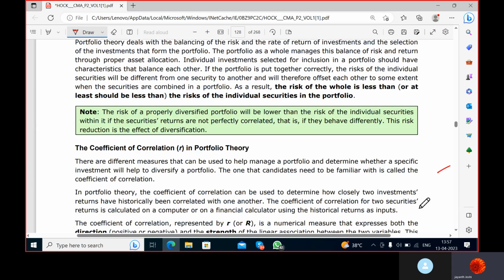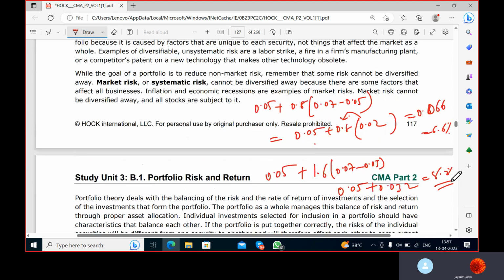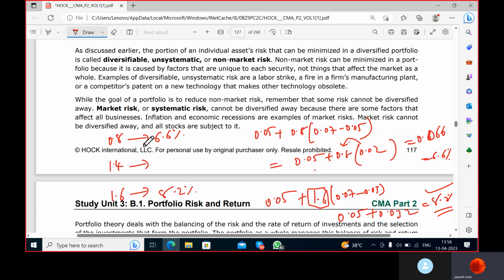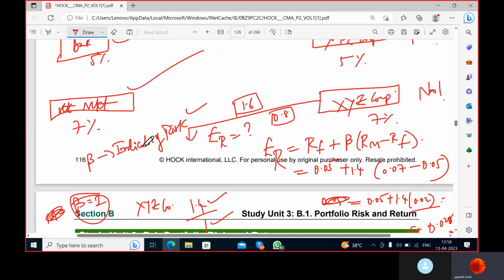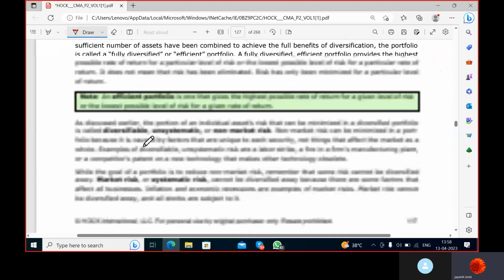After that, whatever I got, I multiplied with 100. So here I got 8.2%. When my beta is 1.6, my expected return is 8.2%. With 0.8 beta, 6.6%. With 1.4 beta, my return was 7.8%.